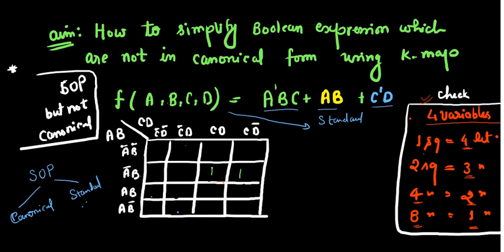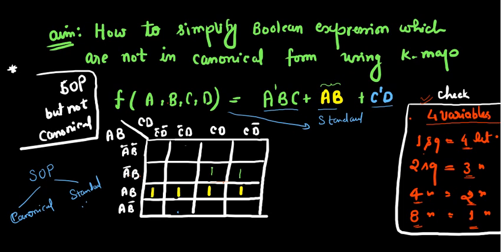Now we have to see where to put 1 to represent the term AB. For AB, this whole row corresponds to AB, so we fill 1 in this whole row. And this also satisfies the check. I have just written check so that you know that AB has two literals, and these two literals are represented by four squares. So these are the four squares which represent AB.